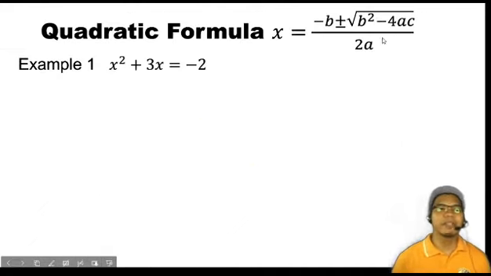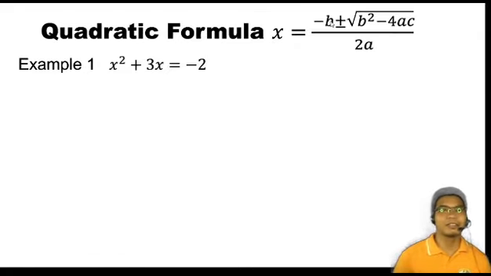Okay, going back with the formula, we are given x equal to negative b plus and minus square root of b squared minus 4ac all over 2a. So after getting the values of a, b, and c, all we have to do is to substitute the values of a, b, and c. So let's start with example number 1. We are given x squared plus 3x equal to negative 2.